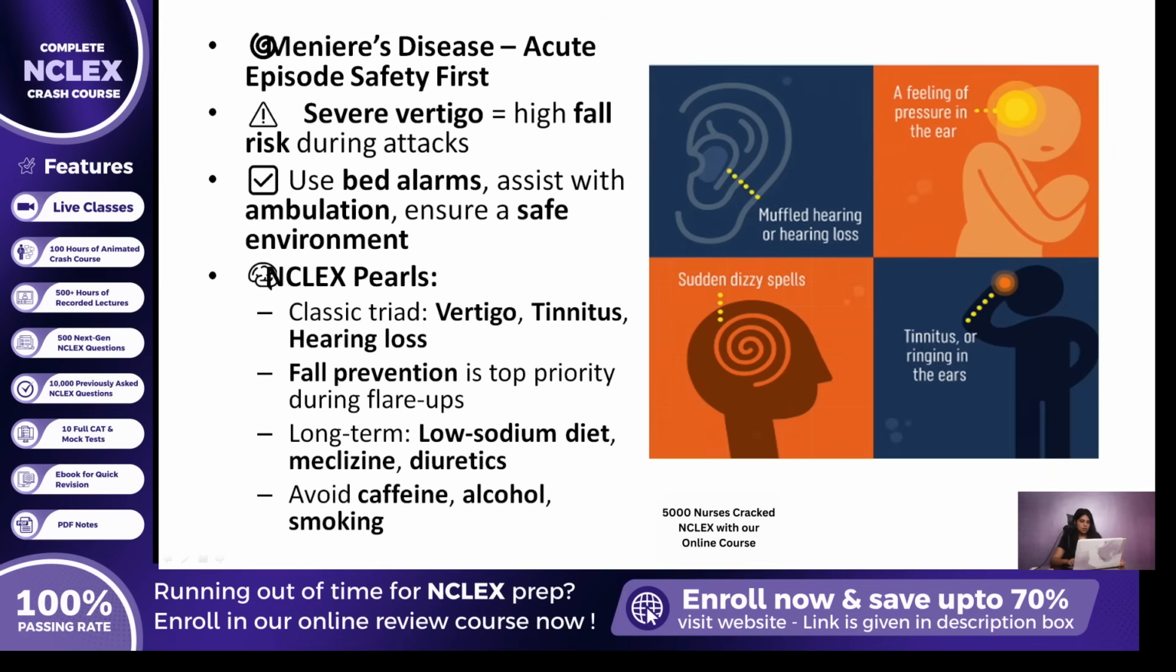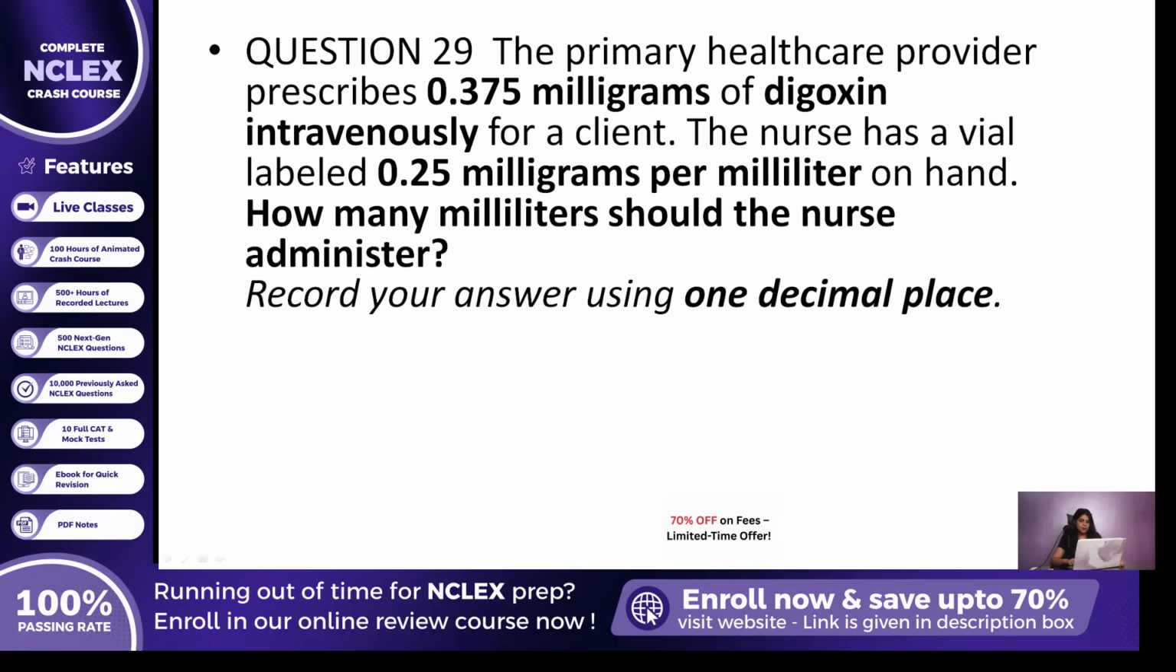Now, the next question, 29. The healthcare provider has prescribed 375 micrograms, which is the same as 0.375 milligrams, of digoxin to be given intravenously to a client. The vial of digoxin available to the nurse is labeled as 0.25 milligrams per milliliter. How many milliliters should the nurse administer to deliver the prescribed dose? Write your answer using 1 decimal place.